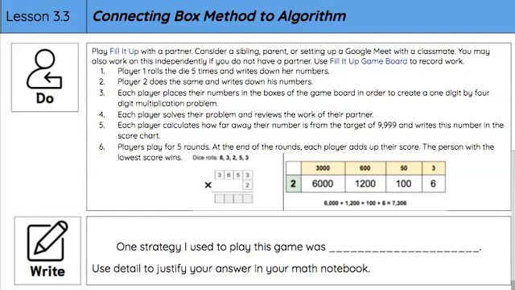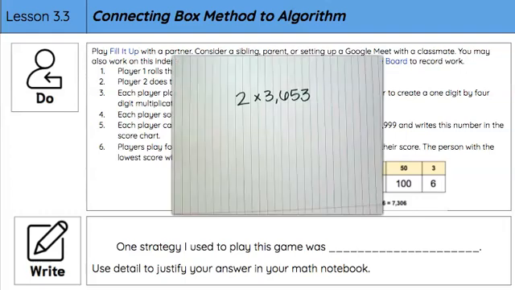Today, you're going to play a game called Fill It Up in order to practice multi-digit multiplication. Before we get started on the game, I want you to look at this problem here. 2 times 3,653. What are some ways you could solve this problem?